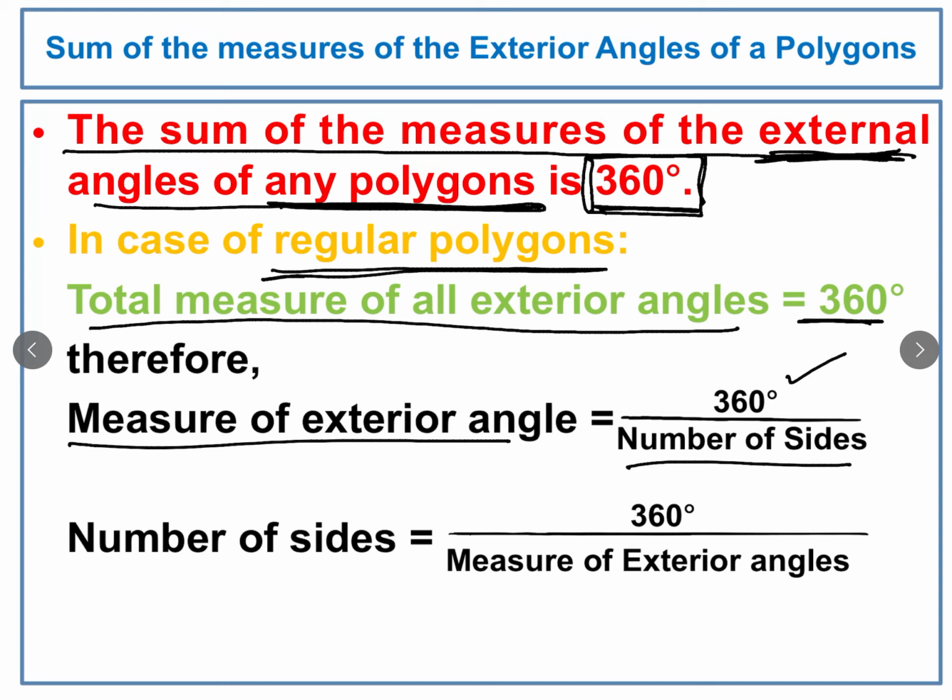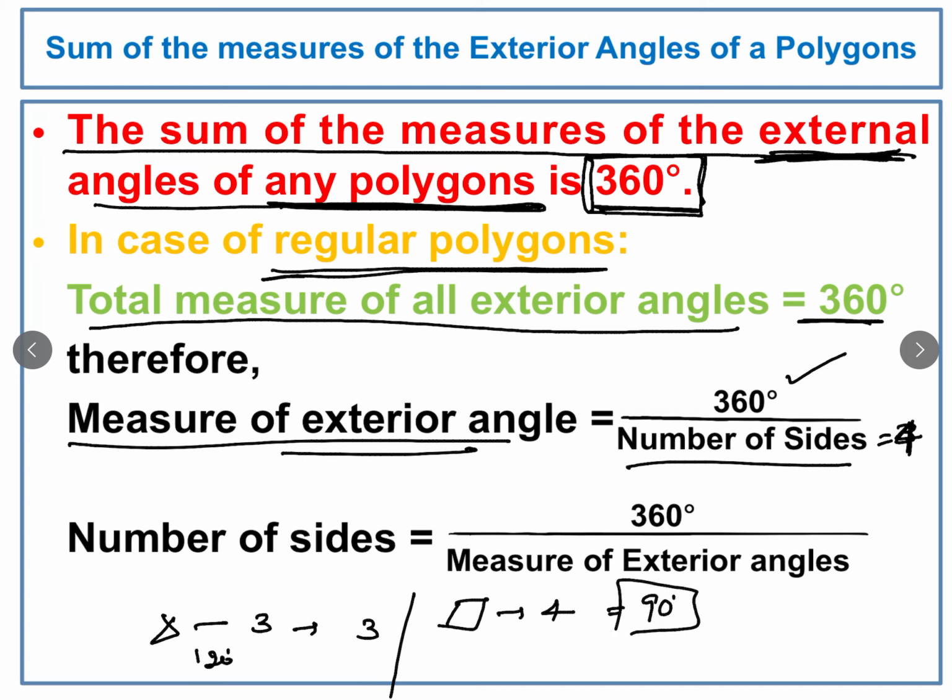Suppose we are given the number of sides of a polygon. Let's say we have a triangle, which has 3 sides. So the number of sides is 3, and by putting that in, we can find the measure of the exterior angle: 360 divided by 3 is 120 degrees. So in the case of a triangle, the exterior angle is 120 degrees. Similarly, if we have a quadrilateral, the number of sides is 4, so we divide 360 by 4, and we get an exterior angle of 90 degrees. So if we are given the number of sides, we can easily calculate the measure of the exterior angle by the formula 360 divided by the number of sides.